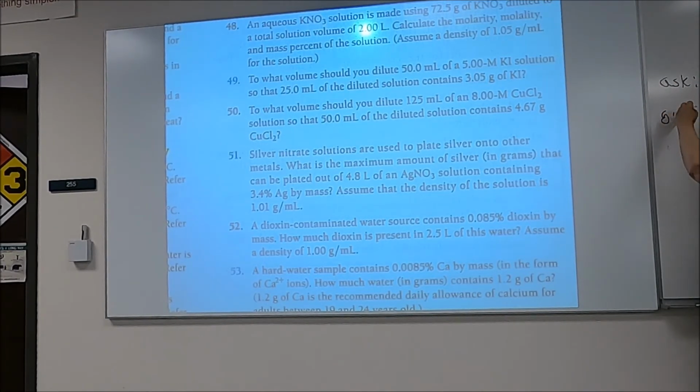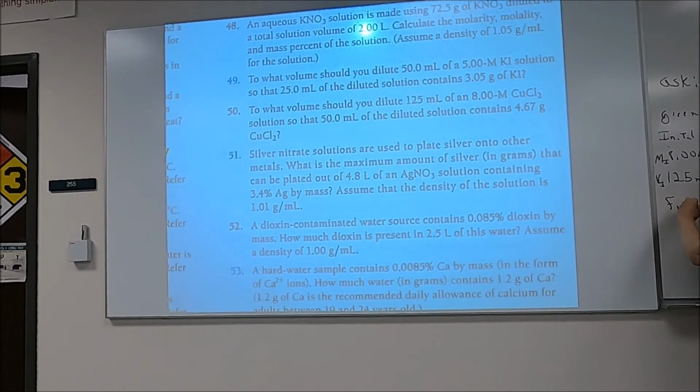Now, we're given that our initial solution is 8.00 molar and that we have 125 milliliters. So we have molarity initial and we have volume initial.